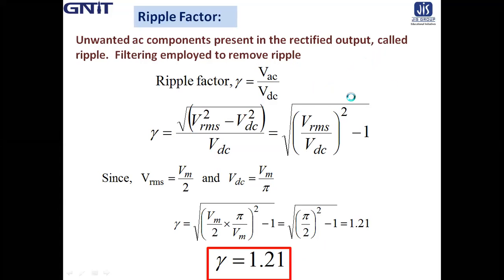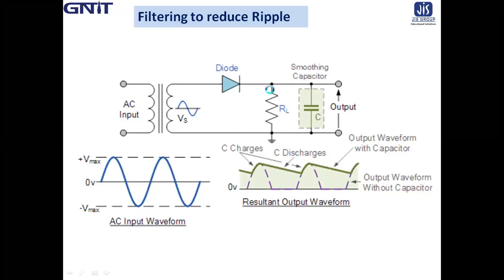So filtering is employed to reduce the ripple. Either an RC filter or an LC filter can easily reduce the ripple. How? I am showing you. See the circuit diagram. Just a capacitor is placed in parallel.